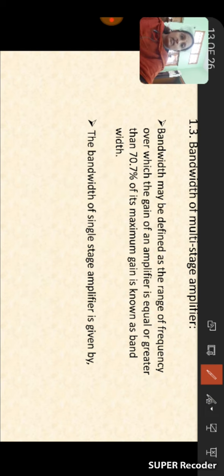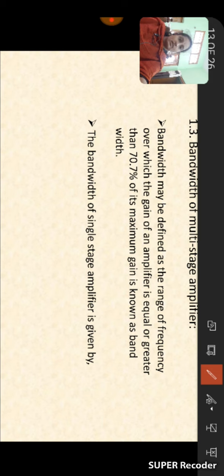Is it clear? The bandwidth is defined as the range of frequency over which the gain of an amplifier is equal to or greater than 70.7% of its maximum gain. Okay, the bandwidth is defined as the range of frequency over which the gain of an amplifier is equal to or greater than 70.7% of its maximum gain, and it is known as bandwidth.